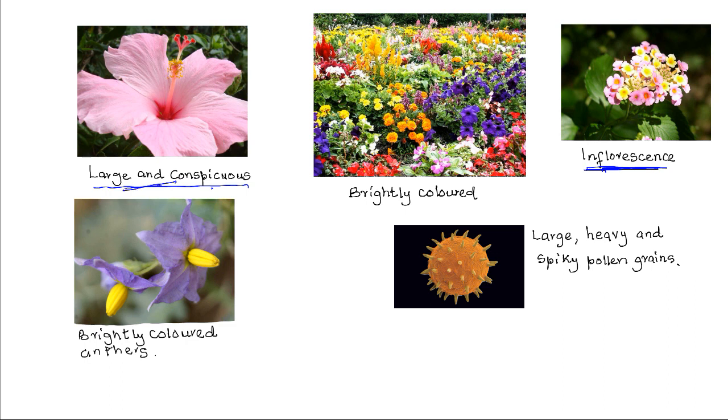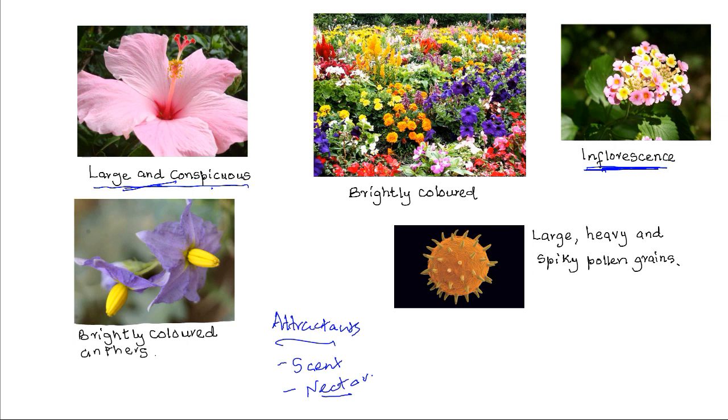So generally, insect-pollinated flowers produce attractants. These attractants are in the form of a scent, and also they do produce nectar. Nectar is a sugary fluid produced by the flower that insects feed on. So these attractants in the form of scent and nectar enable the insects to visit the flowers, and in the process of visiting the flowers to get food in the form of nectar, or in some cases the pollen grains, they do effect or bring about pollination.